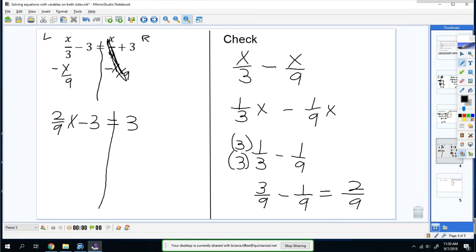So first off, I have to get rid of the minus 3. So I'm going to add 3 to both sides. You get 6. So now you have 2/9 x equals 6. Then you're going to multiply by 9/2 on both sides to cancel these out. So x just comes down.